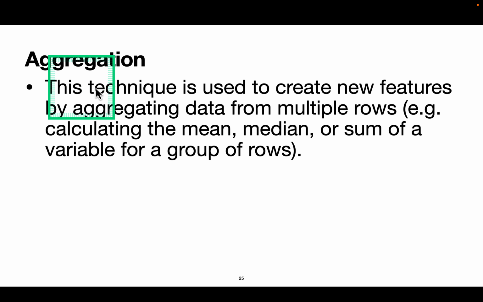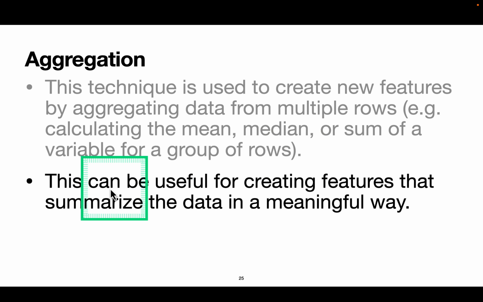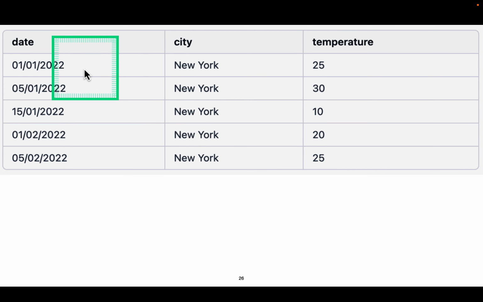Next is aggregation. This technique is used to create new features by aggregating data from multiple rows, for example calculating the mean, median, or sum of variables for a group of rows. This can be useful for creating features that summarize the data in a meaningful way. An example would be, in this case we are doing the mean, the average. So we have data something like this.